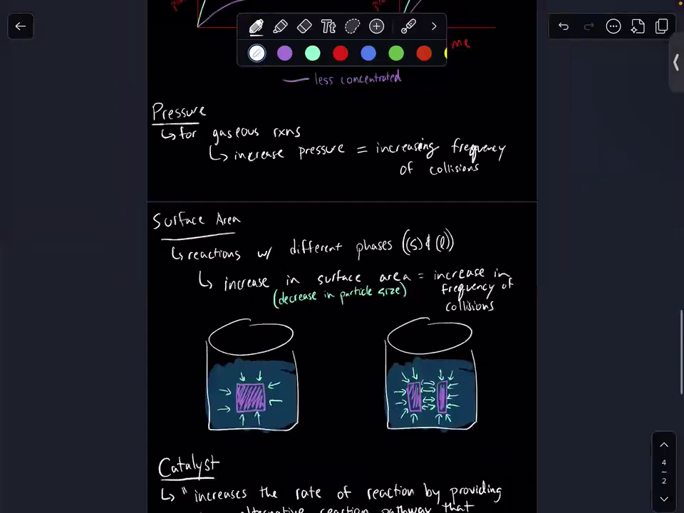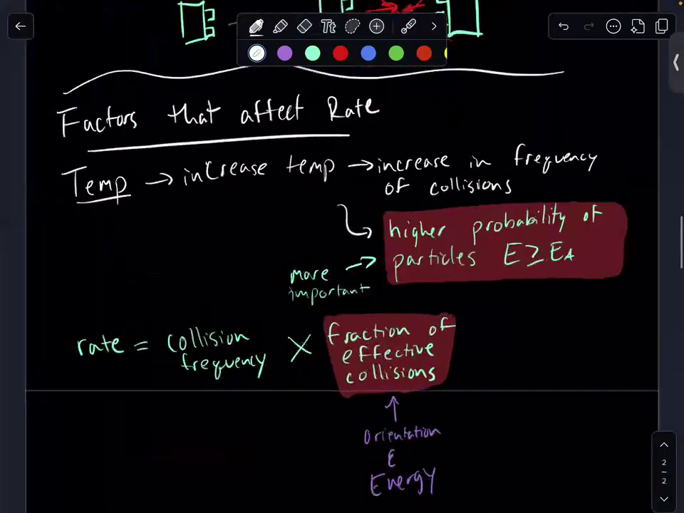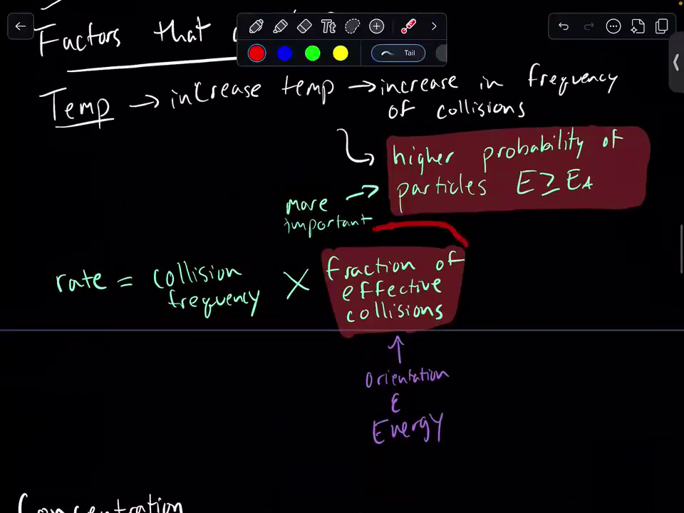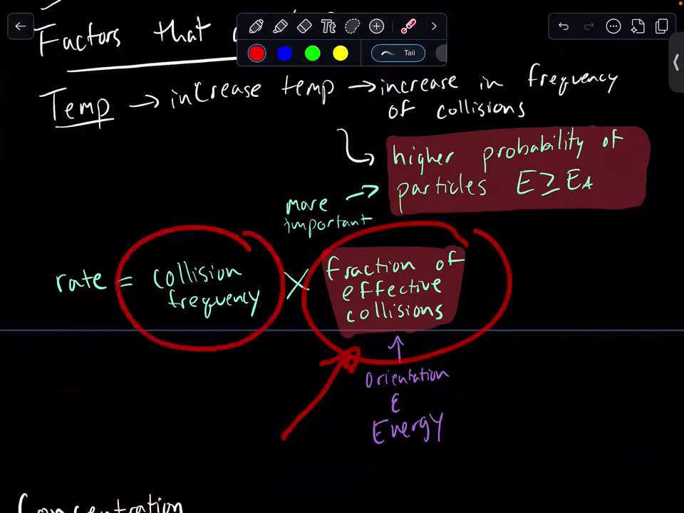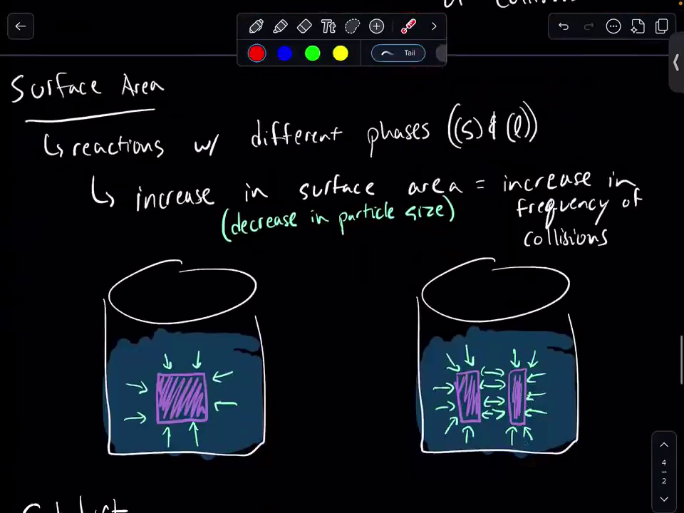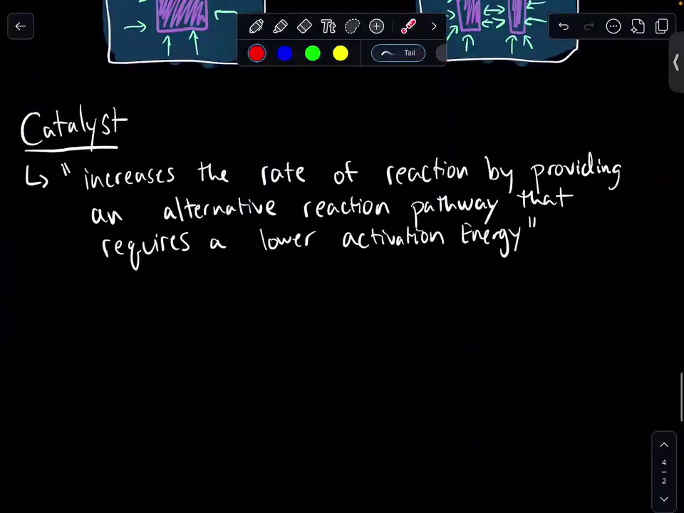By doing so, if we go all the way back up to the top, catalyst is one of the only things that also increases the effectiveness or the fraction of effective collisions, because temperature does it by increasing the energy, but none of our other things do that. All our other factors affect collision frequency, but catalysts will affect this. It specifically lowers the activation energy. It makes it easier for reactions to work.